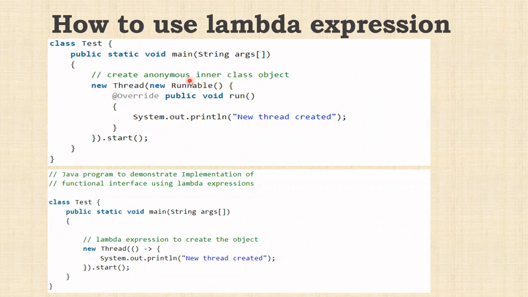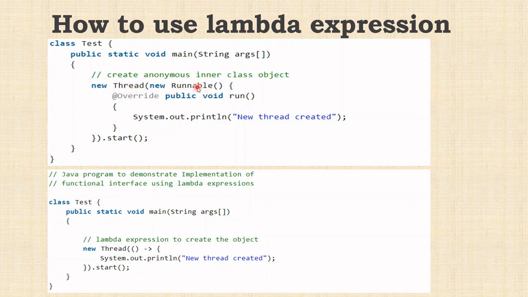Here we are going to see how you can create a thread with the help of the Runnable interface. Runnable interface is a functional interface, so we can use a lambda expression. Only one method is there, which is the run method. So first we will create it with the help of an anonymous class. We are creating one new Thread, and inside it we are passing the instance of a new Runnable.